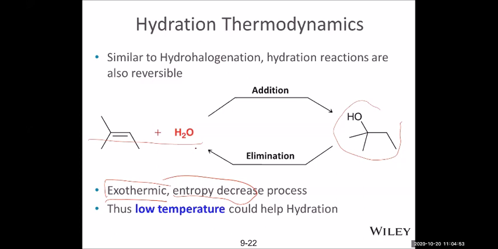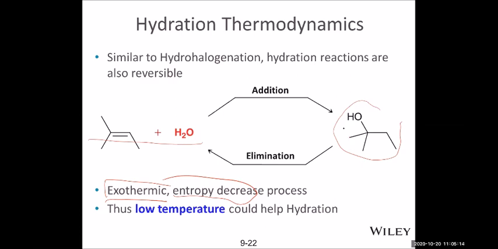So to favor the addition reaction, low temperature. Okay, low temperature favors this kind of reaction. And also, since the reaction is exothermic, it's always easier to take place. Low temperature just makes it less likely to reverse. High temperature favors elimination.